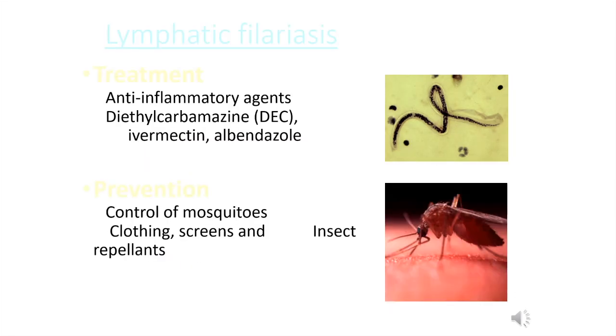Treatment. The treatment is with anti-inflammatory agents, so there you would start with anti-inflammatory agents, because if you give drugs that will kill the parasites, killing the parasites may produce more inflammation and more obstruction, so you better give the anti-inflammatory, and then diethylcarbamazine, DEC, or ivermectin and albendazole can be effective. But the drug of choice here would be DEC, diethylcarbamazine. Don't worry about the details of the drugs for that matter, just for your information.